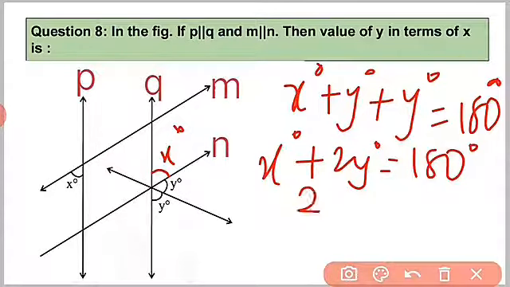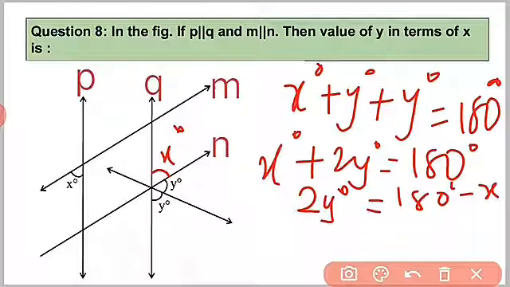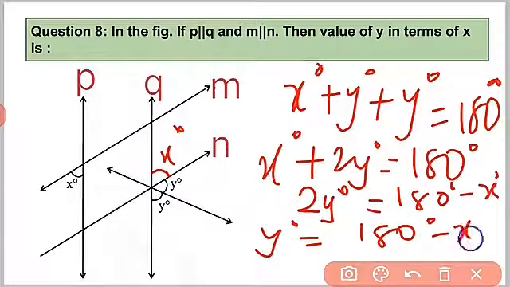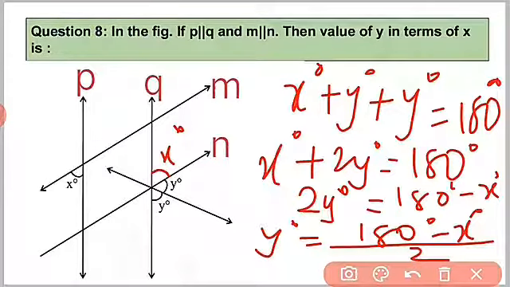So 2y degrees is equal to 180 degrees minus x degrees. So y degrees will be equal to how much? 180 minus x degrees divided by 2. So this is the answer.